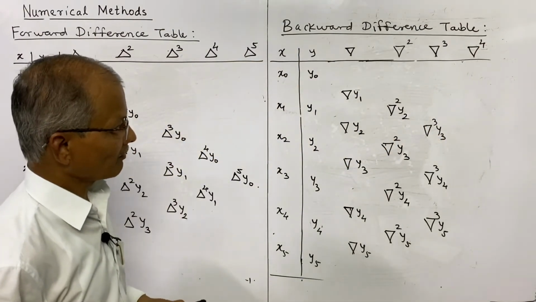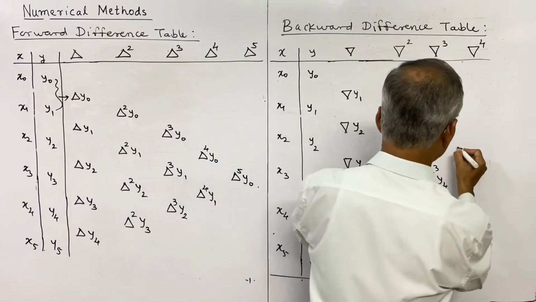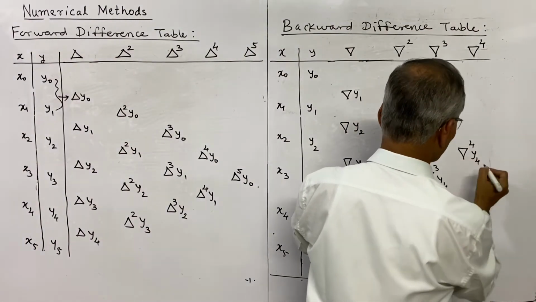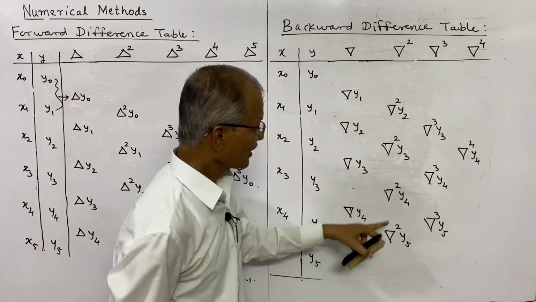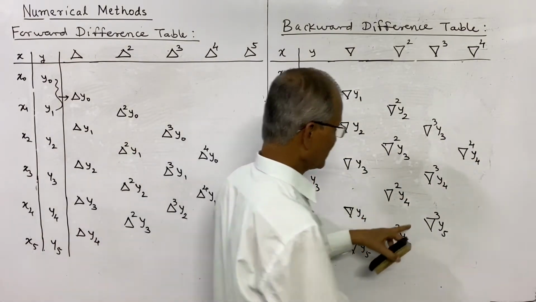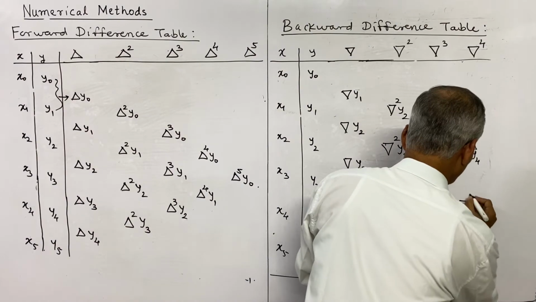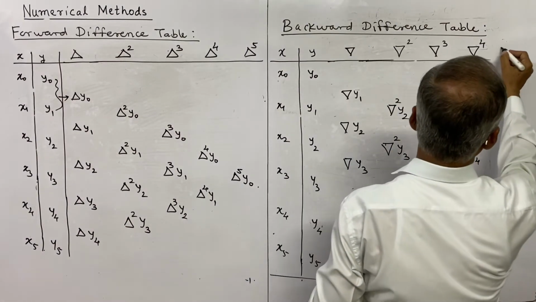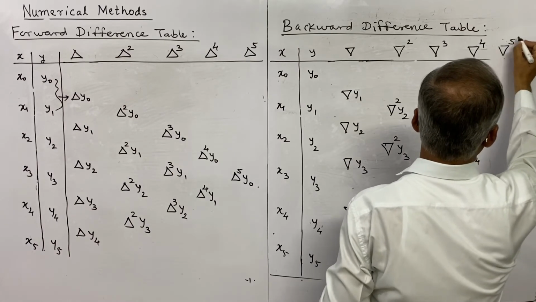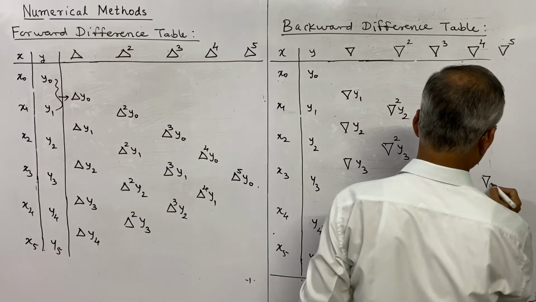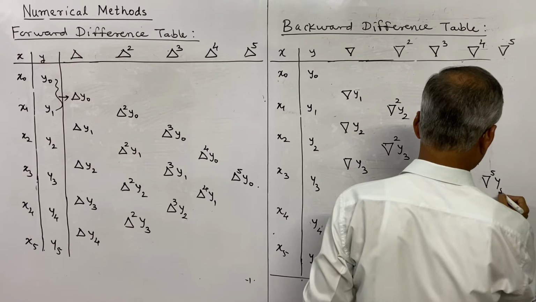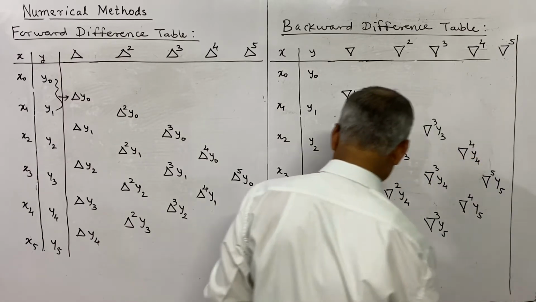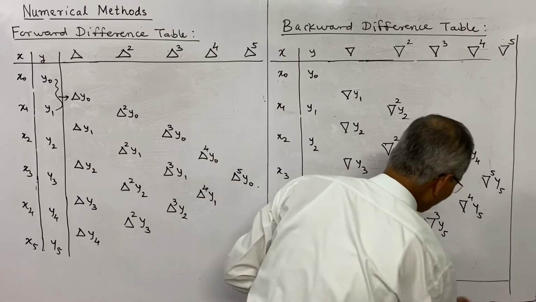Del to the power 4. So this will be del 4 of y4. And next, del 4 of y4, and this will be del to the power 4 of y5. And finally, the operator will be del to the power 5, and that is del to the power 5 of y5. So this is the table that we have, which is the backward difference table.